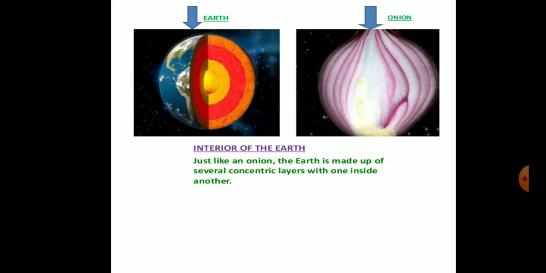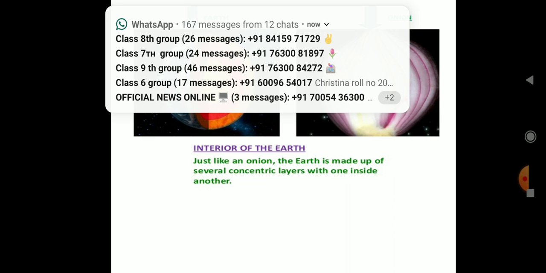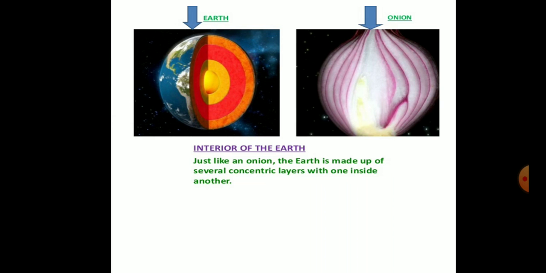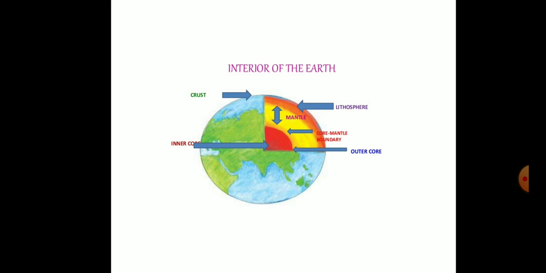Let me begin this with a comparison of an onion. An onion has several concentric layers. Earth also has several concentric layers. So just like an onion, the Earth is made up of several concentric layers, one inside another. Let's have a look at this picture. This one is showing the three different layers of the Earth: the crust, mantle, and the core. Crust is the outermost one, just beneath the crust we have the mantle, and the innermost one is the core.